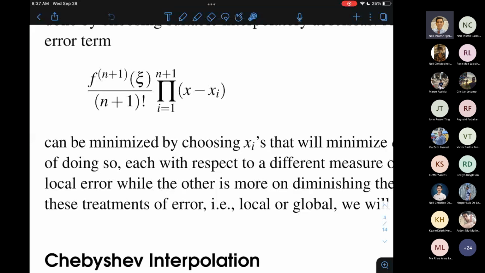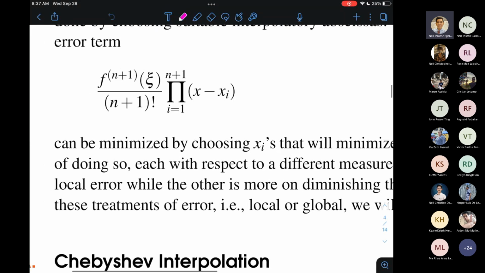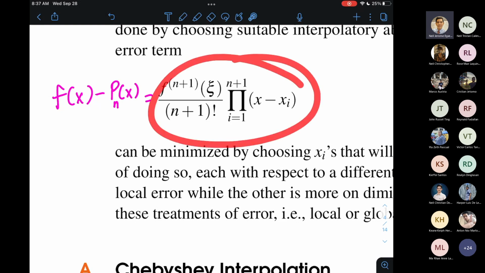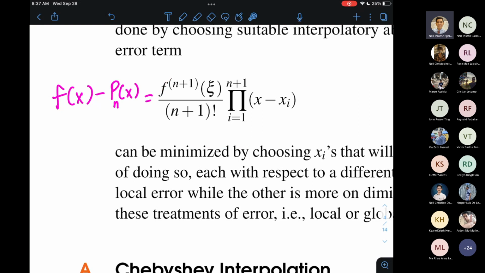Because this is the error in interpolating or approximating f of x using the interpolatory polynomial p sub n. Okay? So if you want to approximate the value of f at a particular number x inside the interpolatory interval, the error in that approximation is equal to this. Right? It depends on a value of the n plus 1 derivative of f. But the value of whom? The value at c. And the only thing we know about C is that C is a number in the interpolatory interval.